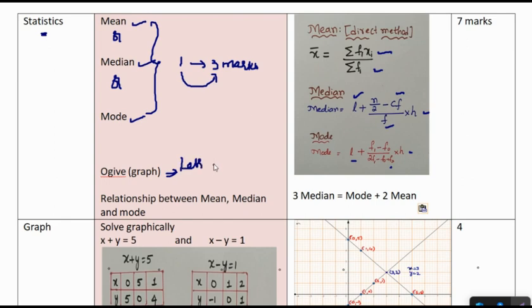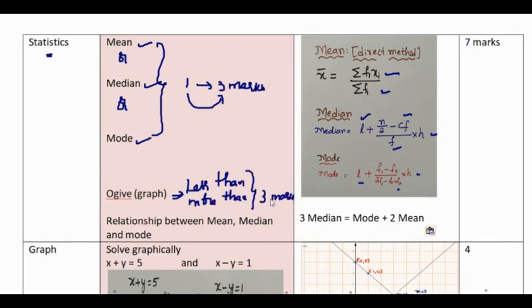So we may get less than ogive curve or more than ogive curve from this chapter. Last concept we will get for 1 mark is the relationship between mean, median, mode. We may get this question as choose the correct answer or a 1 mark question. The relation between mean, median and mode is 3 median is equal to mode plus 2 mean.